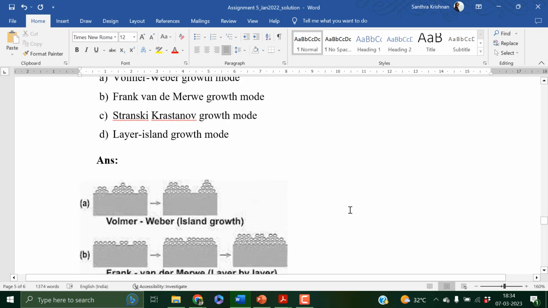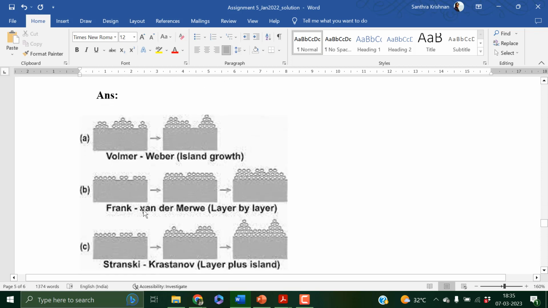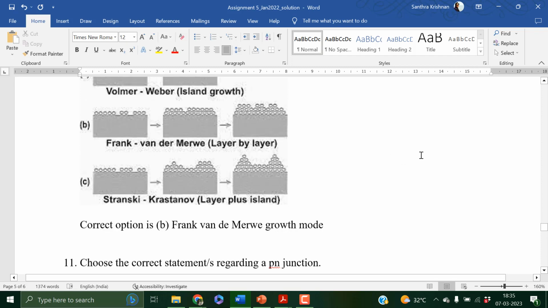Basically, in Volmer-Weber, whenever we are depositing layers, island-type formations will happen. In Frank van der Merwe, whatever we deposit, one layer will be deposited along the other. But when these two are combined, that is, layer plus island, it is observed in Stranski-Krastanov. So the answer will be Frank van der Merwe growth mode.